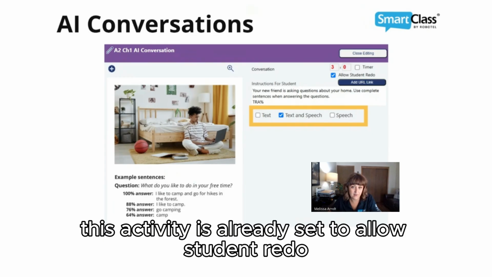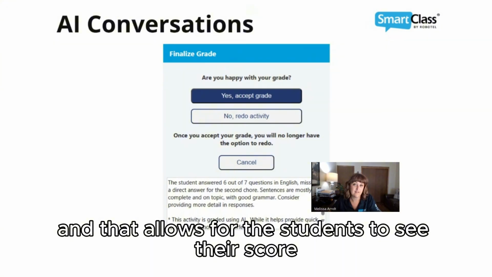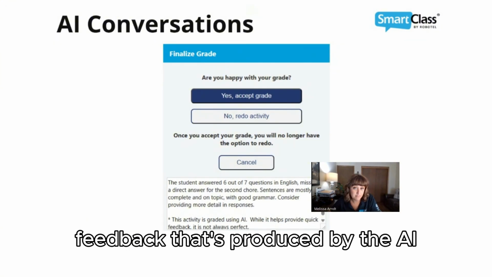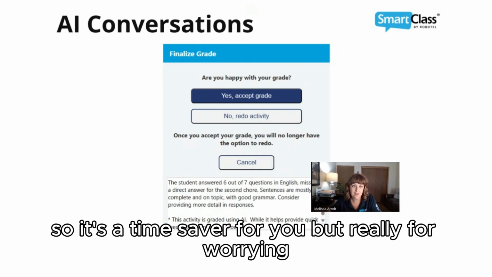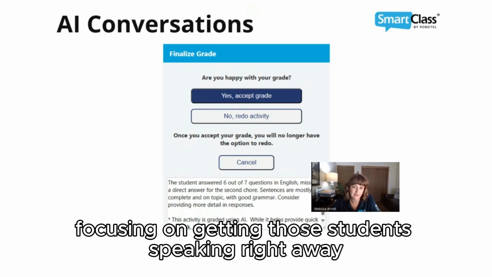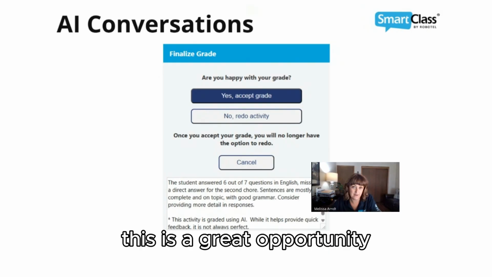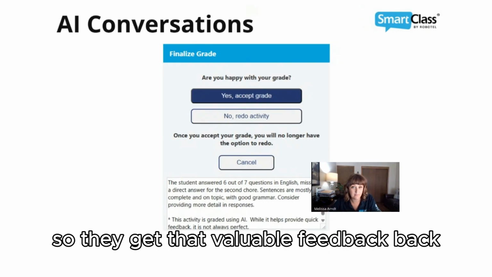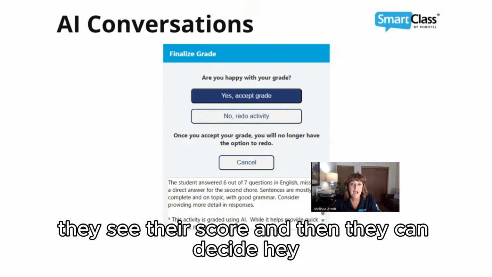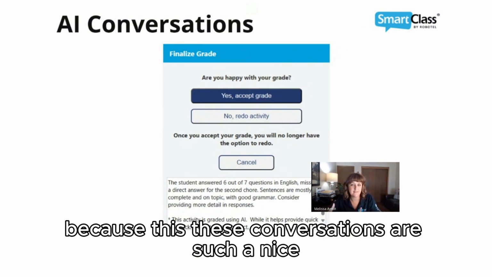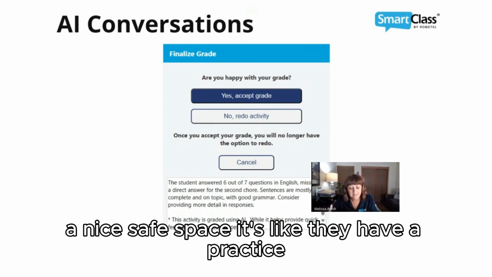This activity is already set to allow student redo, and that allows the students to see their score, and then they have this great feedback that's produced by the AI. So it's a time saver for you, but really if we're focusing on getting those students speaking right away at the beginning of the school year, this is a great opportunity. So they get that valuable feedback, they see their score, and then they can decide, hey, can I do better? Can I practice?